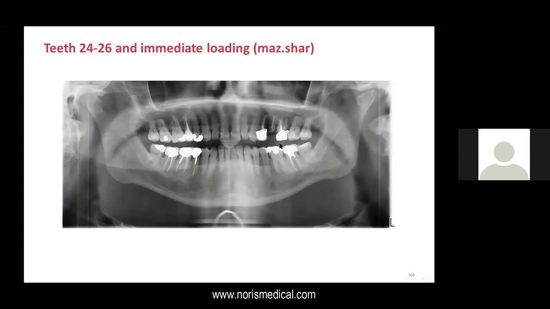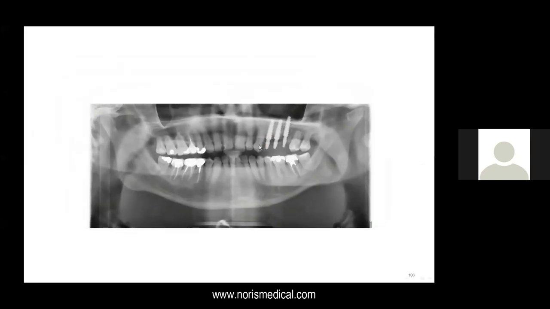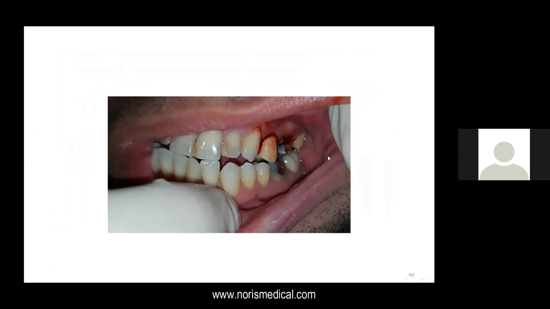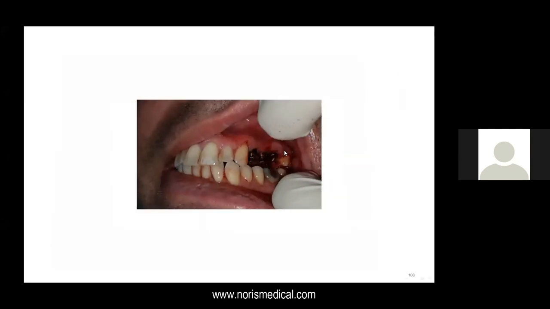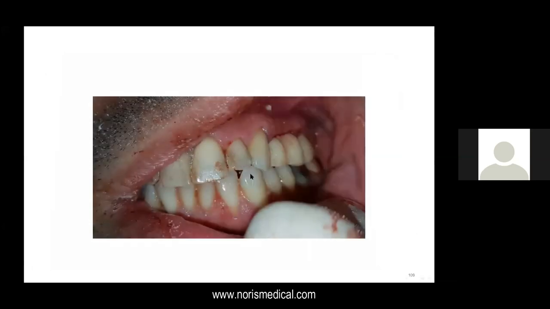Teeth number 24 and 26, and immediate loading. The patient is a bruxist, actually a very difficult case, but there is no chance that the patient will go out of the clinic without teeth or with a removable denture. As you can see, the amount of remaining bone is very problematic. So here are the extraction, the implants, and a closed sinus lift that was done immediately. Here you can see how the patient went in, this is how the patient went out, and these are temporary crowns that were done in the clinic by me.